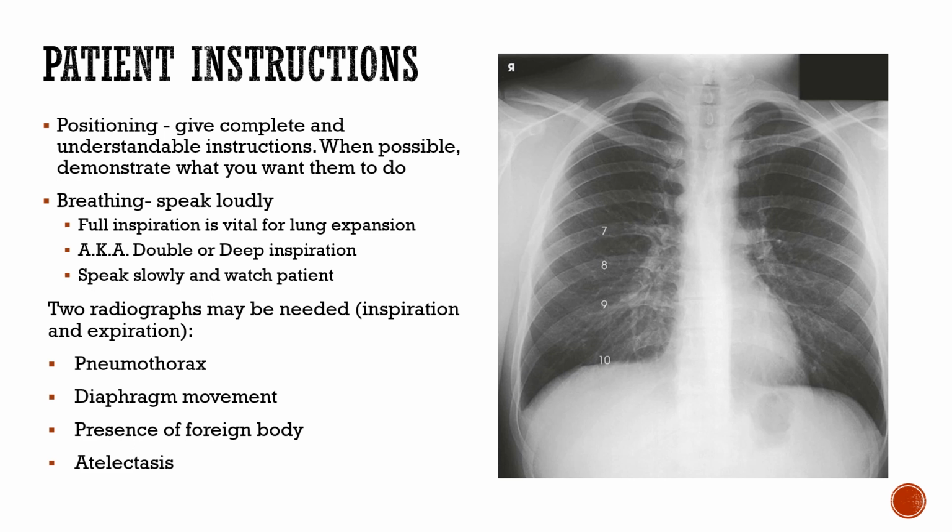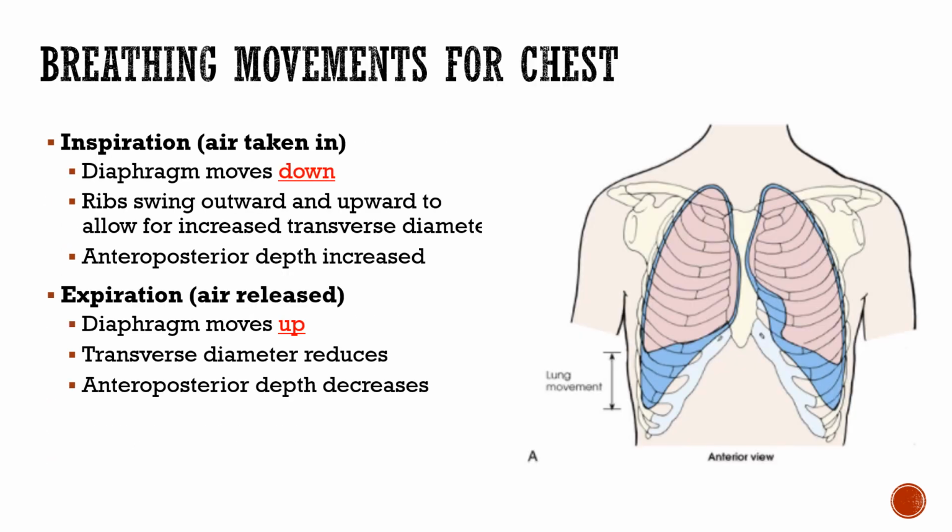Patient instructions: we want to give the patient good instructions, let them know exactly what we want to do. Something very important and vital is we want to have full inspiration, in other words, deep inspiration. We want to speak slowly and watch our patient, and we may need 2 radiographs. In other words, we may not always want just inspiration. We may need images for inspiration and expiration. We could look at the pneumothorax, the diaphragm movement, presence of a foreign body, and atelectasis as reasons for inspiration and expiration images.